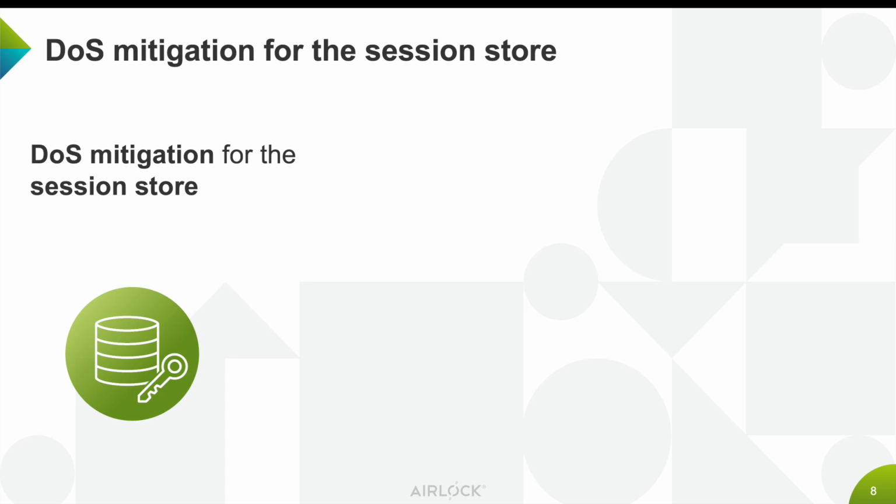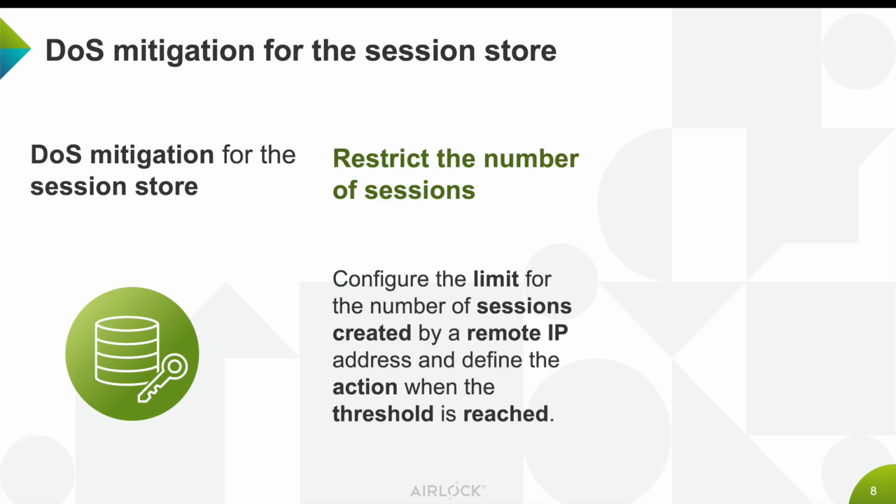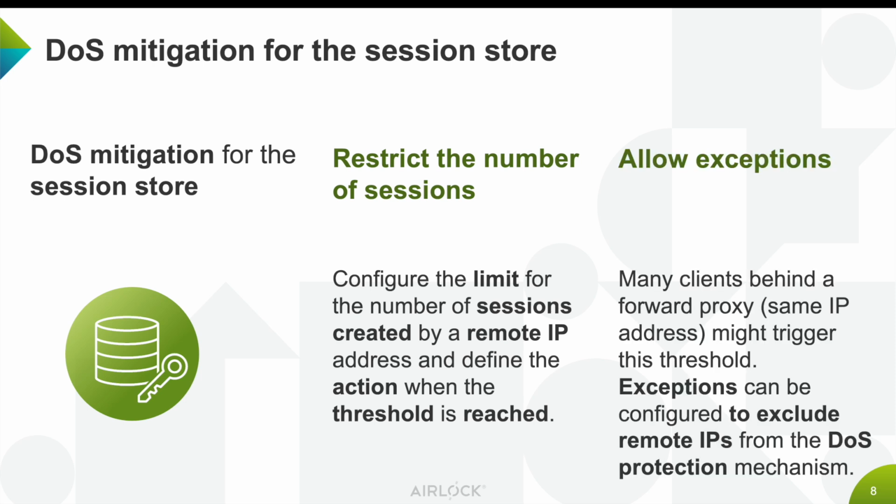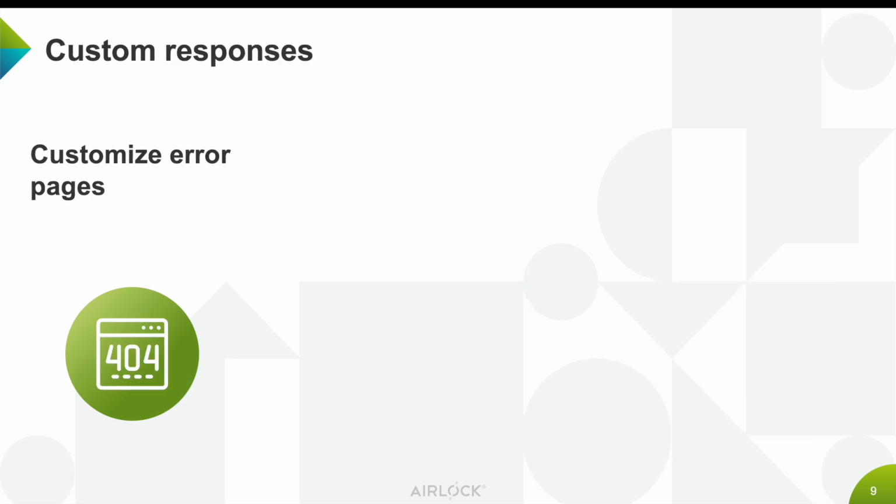Microgateway 4.8 brings a DOS mitigation for the session store. The number of sessions created by a remote IP address can be limited. The possible action, once the threshold is reached, can be configured. Clients which share the same IP address because they are behind a forward proxy might trigger this threshold. Exceptions can be configured to exclude these remote IPs from the DOS protection mechanism.